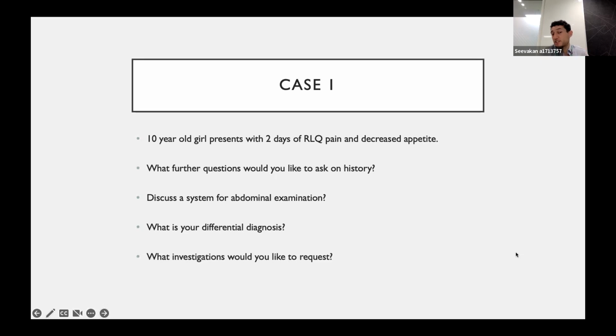So that's just a tip that I would kind of have for when you're generating a differential. That's the easy way to do it.